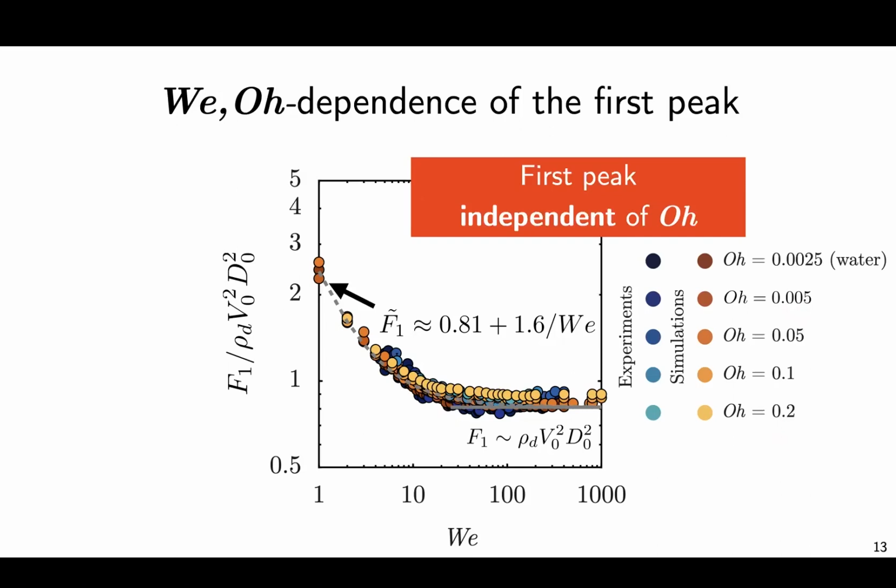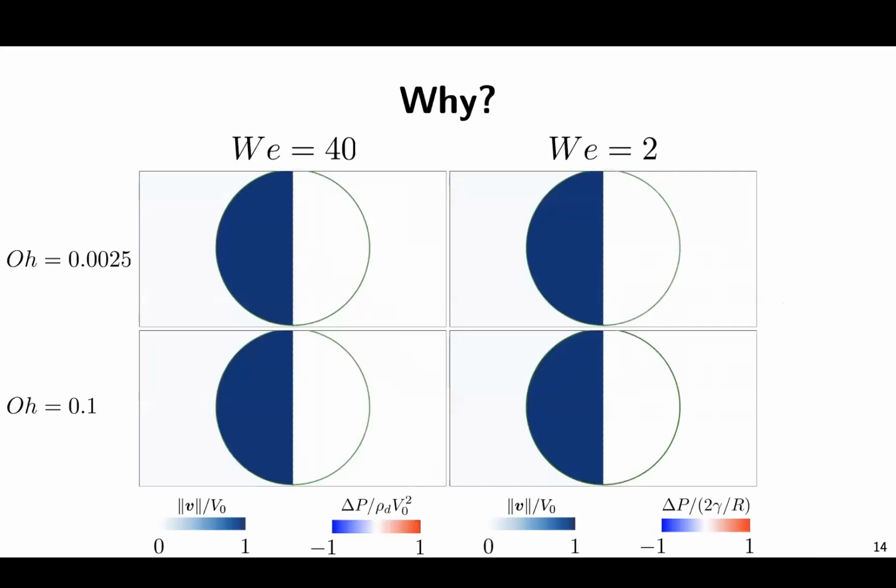So we can conclude that the first peak is independent of the Ohnesorge number, as long as we restrict ourselves to these small Ohnesorge number limits. And then, of course, the question would be why that is so, and I will try to answer that with this slide. Here I'm showing you four different cases. The two on the left are at a Weber number of 40, and the two on the right are at a Weber number of 2. For both, I show an Ohnesorge number equivalent to that of water, and one that is 40 times more viscous than water.